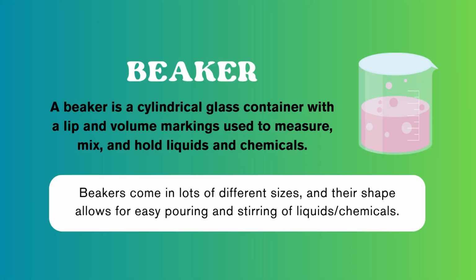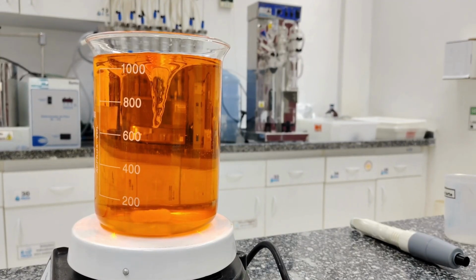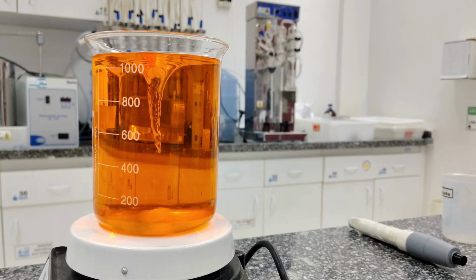A beaker is a cylindrical container with measurement markings. It is used for mixing, holding, and heating liquids. Its shape makes it easy to pour and stir chemicals.